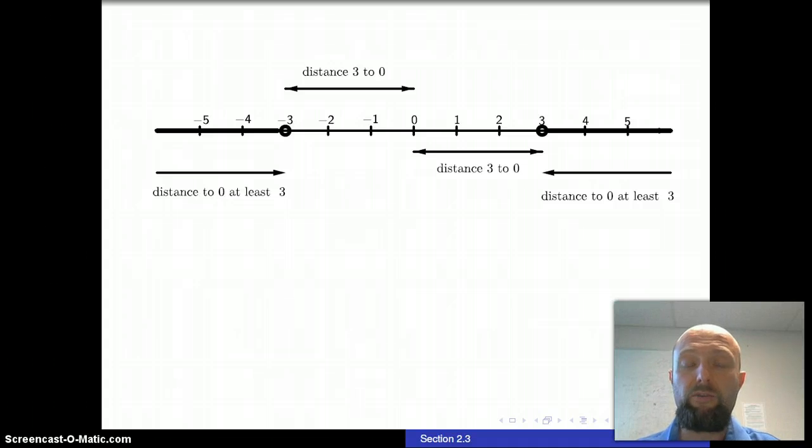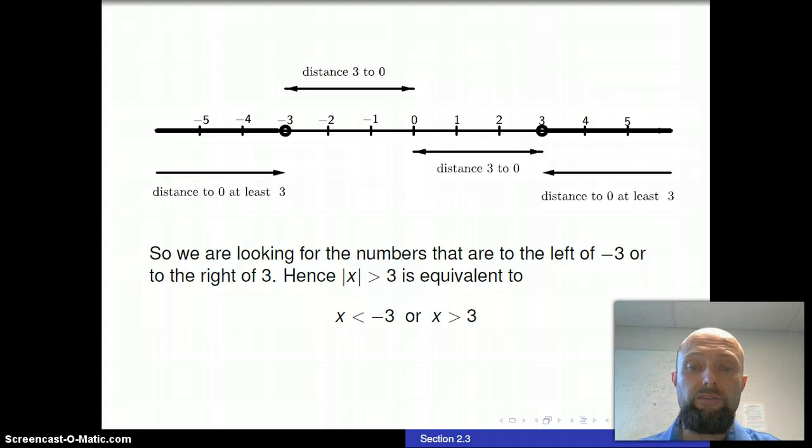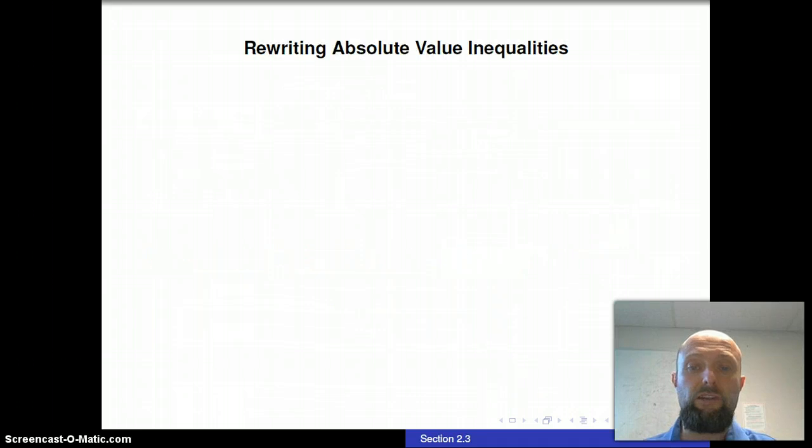Negative 3 and 3 are the points whose distance to 0 is exactly 3. We are looking for the numbers whose distance to 0 is more than 3. So we are looking for the numbers that are to the left of negative 3 or to the right of 3. Hence, the inequality the absolute value of x is greater than 3 is equivalent to the compound inequality x is less than negative 3 or x is greater than 3.